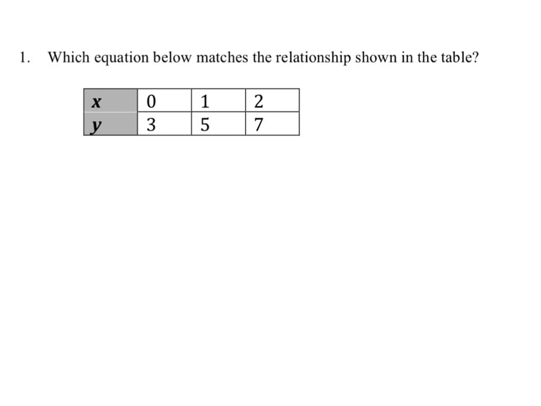Number 1. Which equation below matches the relationship shown in the table? In this table, we have a value of x and a value of y. We want to write the equation in the form y is equal to mx plus b. When you have a value of 0 for x, your value for y, in this case 3, would be the value for b. B is what we call the y-intercept.